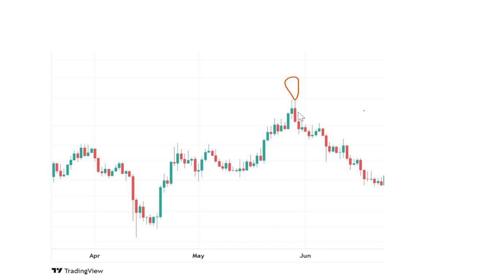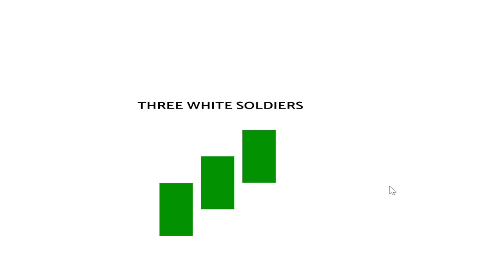So here we see a large bearish red candle that completely engulfs the previous day's green candle, and we saw that the price moved downward right down to this point here. So our next candle is the three white soldiers. You can also call it the three white crows.